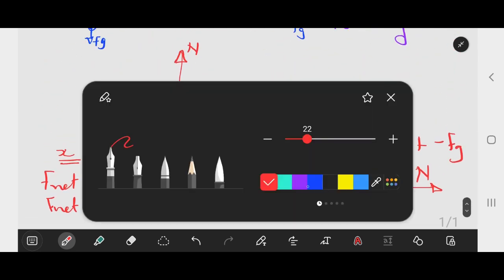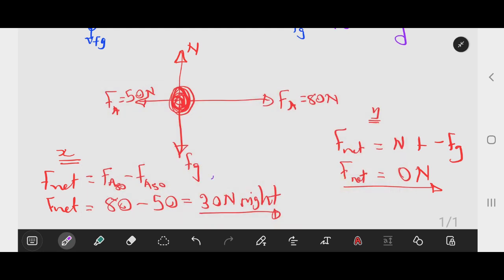Our conclusion for this scenario is that the object will accelerate, right? And this object will accelerate in the direction of the net force, because the net force is 30 newtons to the right. So that is the direction of the net force, and we are saying the object will accelerate in that direction. It means the object will accelerate to the right because the net force is also being applied to the right.